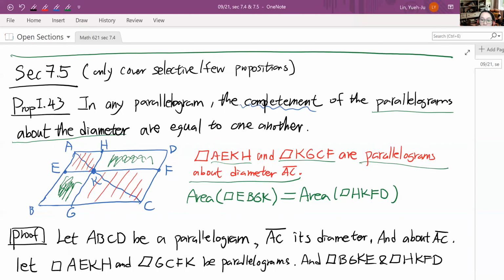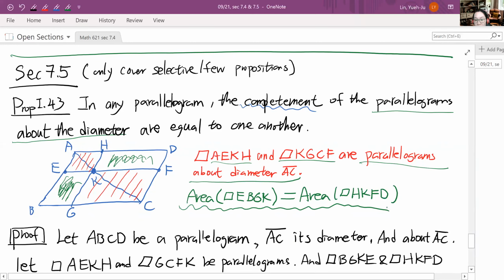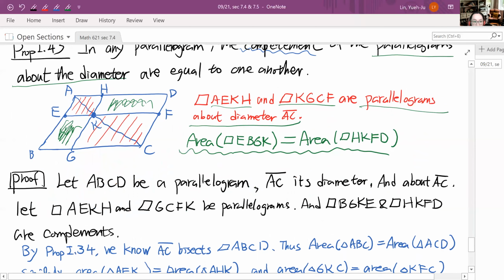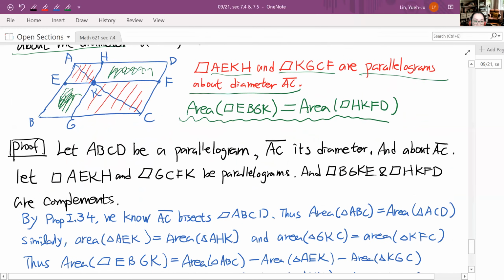So essentially 1.43 tells you that we can prove the complements are regions having the same area. Okay, so you can imagine this should not be too bad. It's again like some kind of cutting and pasting. Okay, so I think I already wrote down the proof so we can directly see it. Just let me put the picture up here.